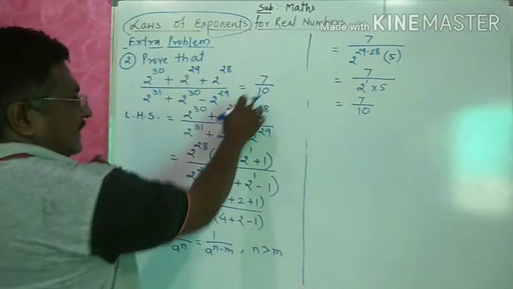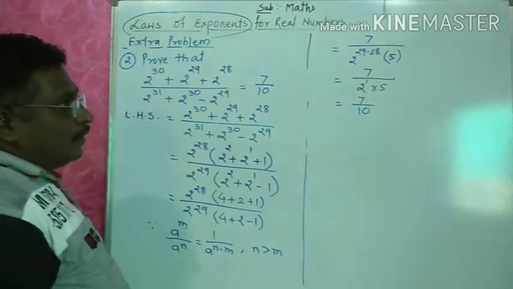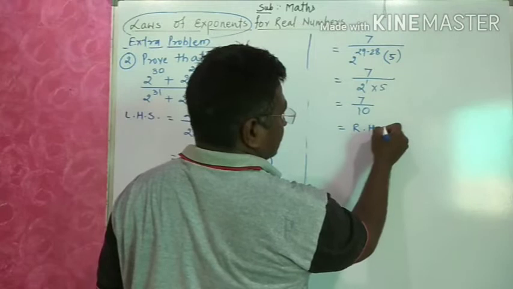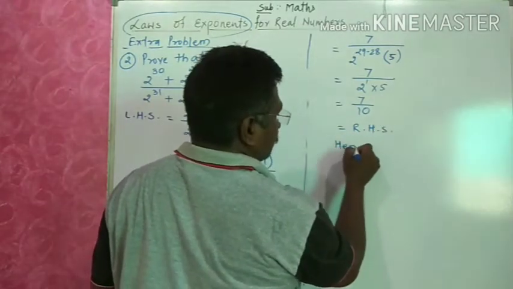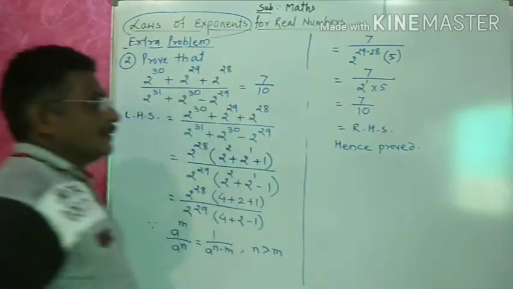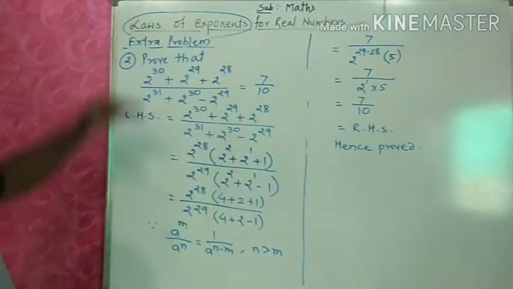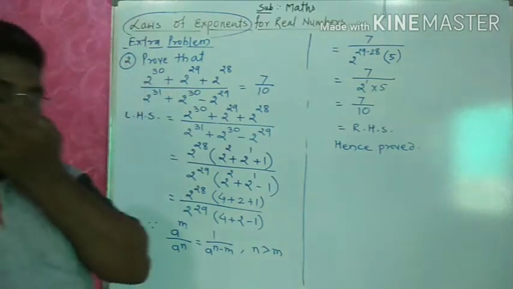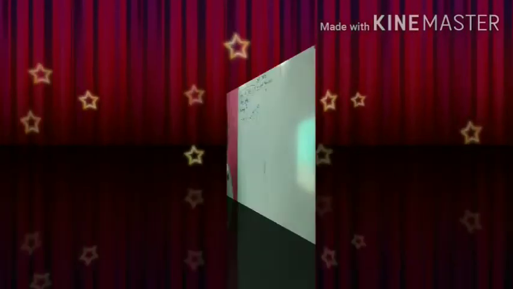What is the right hand side? 7 by 10. Got it? So the left hand side equals the right hand side. Hence proved. Understood, student? How to solve this? How to simplify? Hope you understand this. So we will go on to the next.